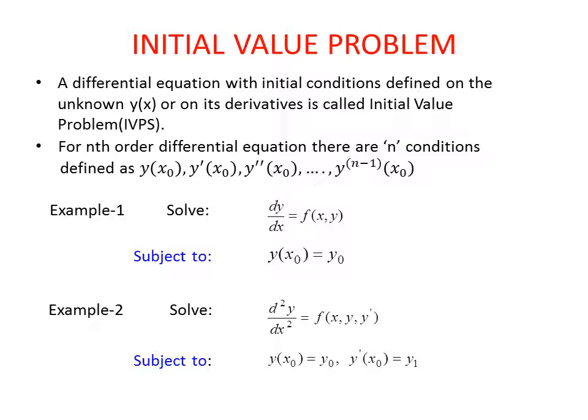Similarly, in the first example, the differential equation is of order 1, so there is only one condition given along with the differential equation. In the second, the order of the differential equation is 2, so there are two conditions given along with the differential equation. It is to be noted that an initial value problem may have many solutions.